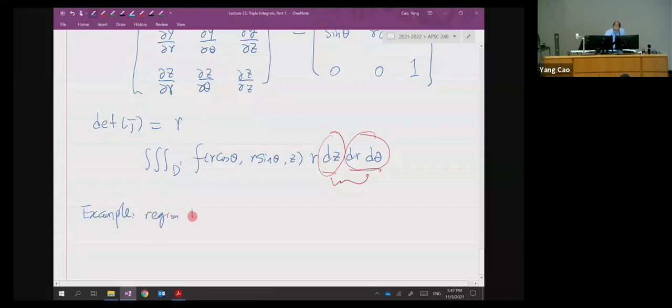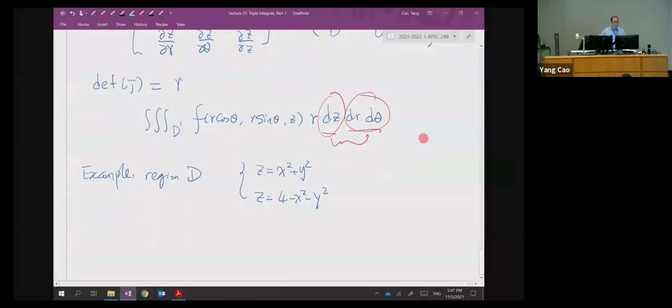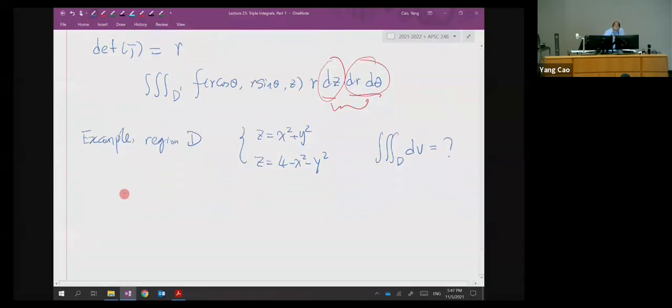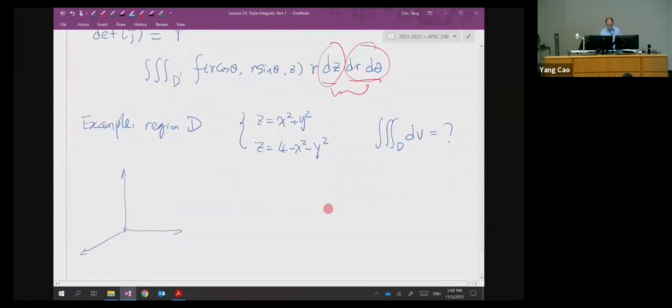Region D is given by these two surfaces. And we want to calculate the volume bounded by these two surfaces. So first step, sketch the two surfaces. I think by this time, you should be very comfortable.